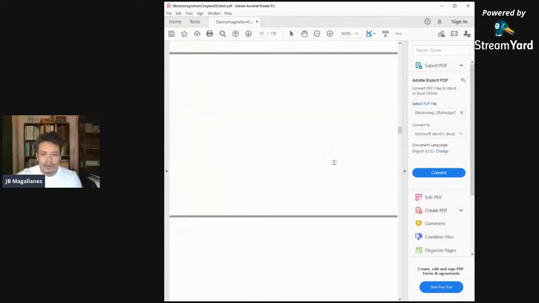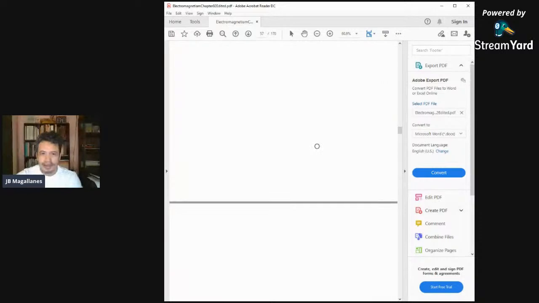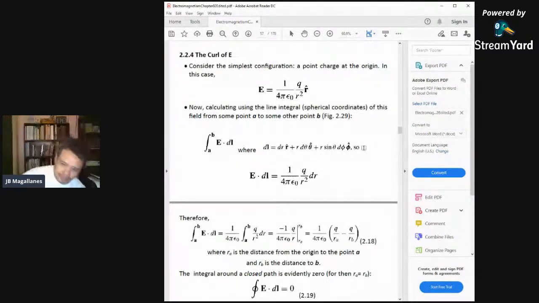So let's now go to the curl of E, the curl of the electrostatic field. Again, considering as the simplest configuration a point charge at the origin, I hope you understand some important points of the Gauss law.